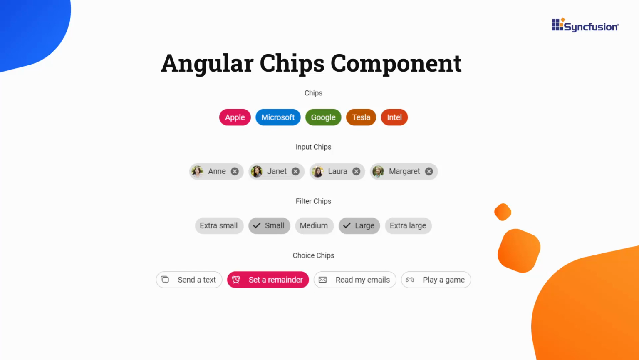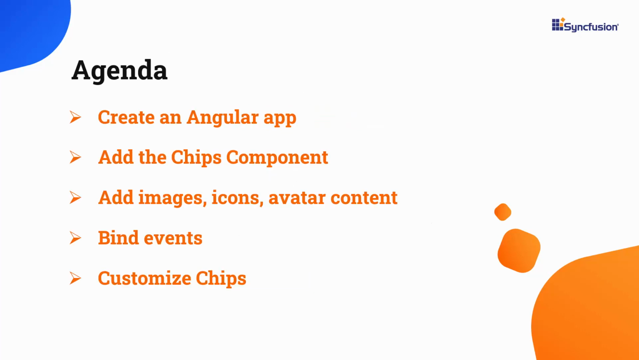The Syncfusion Angular Chips component is perfect for displaying blocks of text and executing small actions. In this video, I will show you how to add this Syncfusion Angular Chips component to an Angular app. I will also demonstrate adding images, icons, avatar content, and events to the component. Finally, you will see how to customize chips using predefined classes.